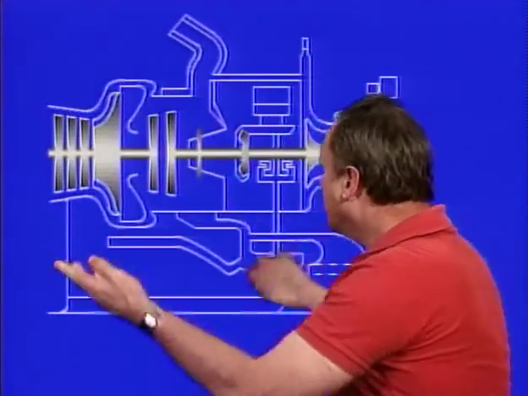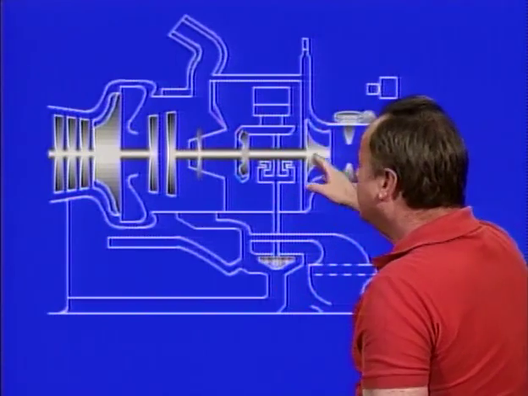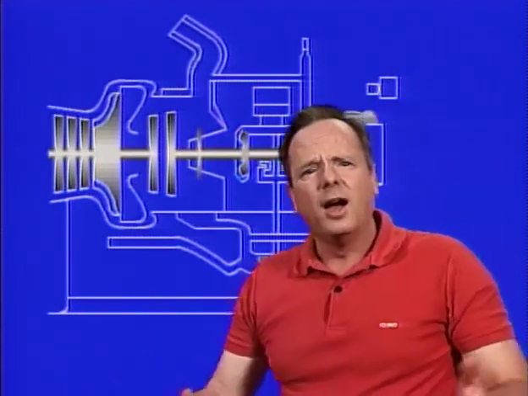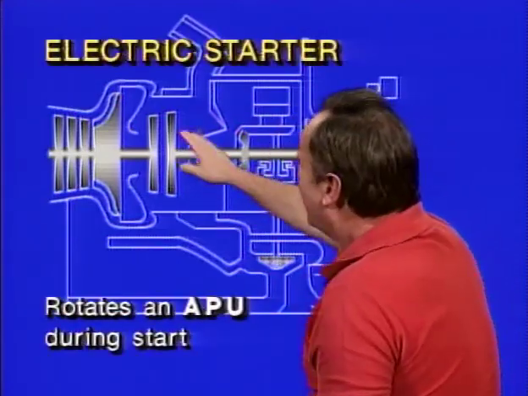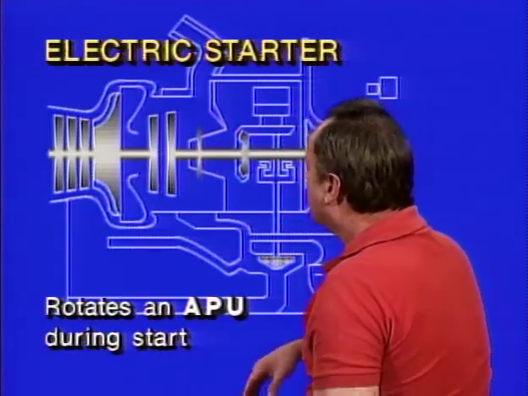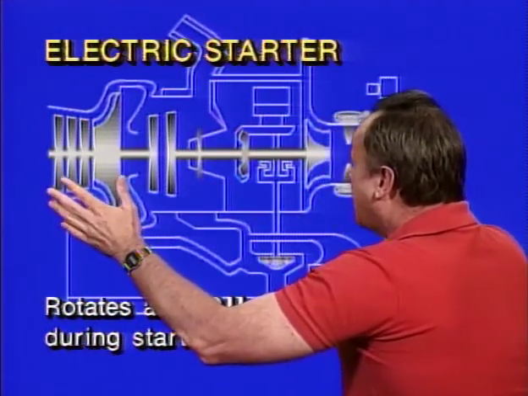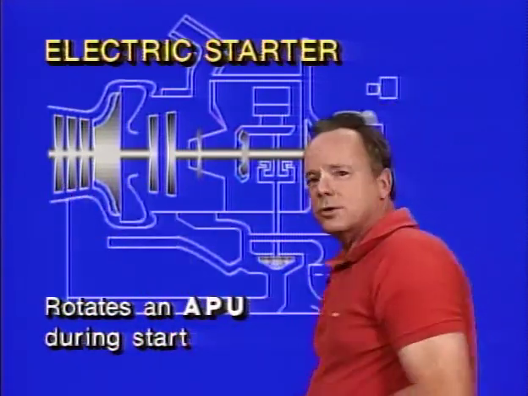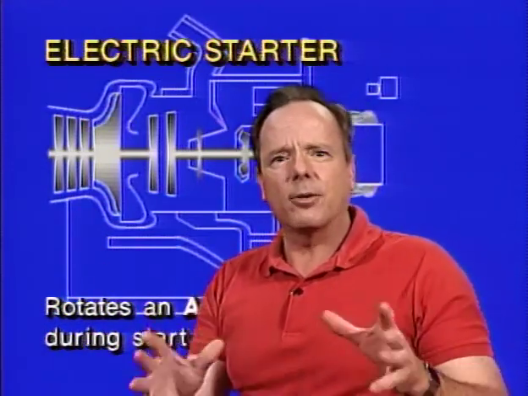Now let's go back to this APU and talk about it. First of all, you might wonder, they use the bleed air from the APU to start the main engines. How do you start the APU? And the answer is you use an electric starter. An electric starter normally is what's used. It rotates the APU during the start. And remember, the APU is a much smaller engine than a main engine, so you can do it without pulling that much electrical power. You have a battery for it.